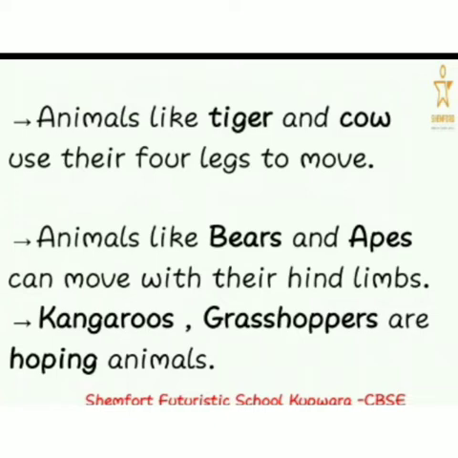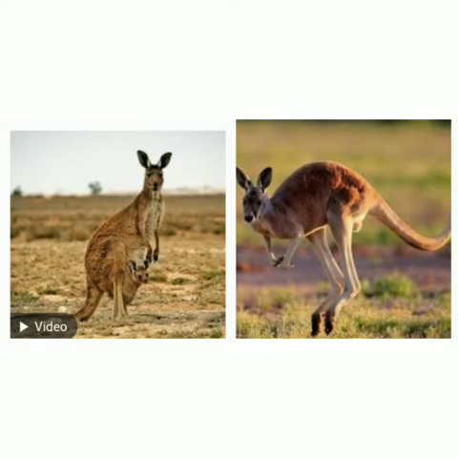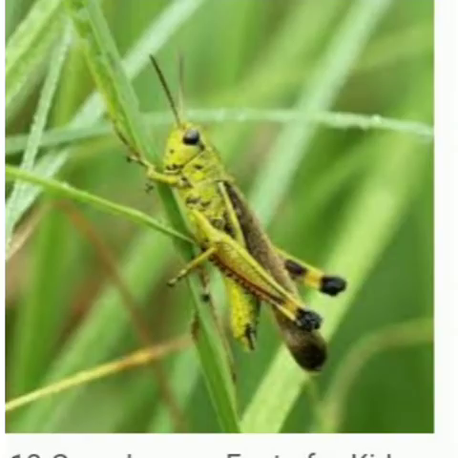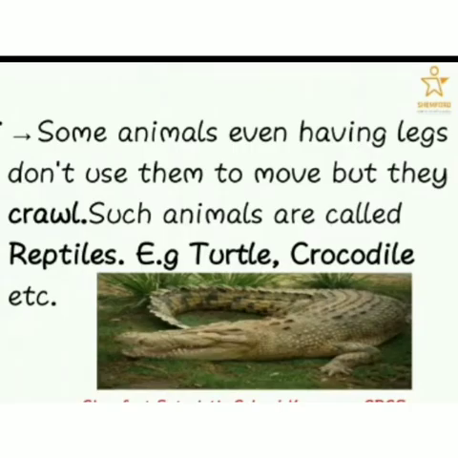Kangaroos and grasshoppers are hopping animals. You all are very familiar with kangaroos. They have a pouch. See the kangaroo picture. Inside the pouch it has its baby, and see how it's hopping. Then what is this? This is the grasshopper. These two hop. Some animals, even having legs, do not use them to move, but they crawl.